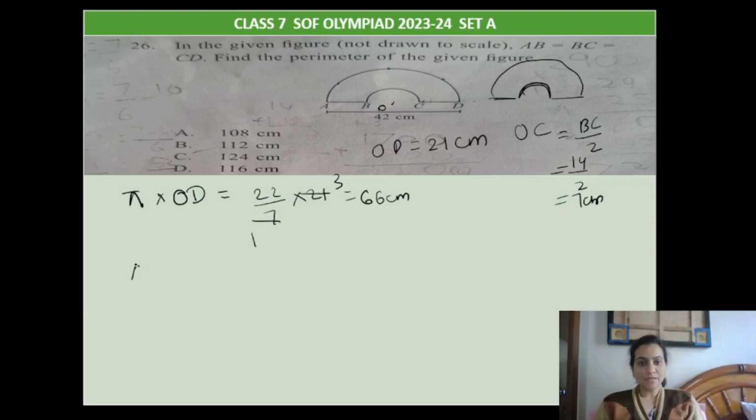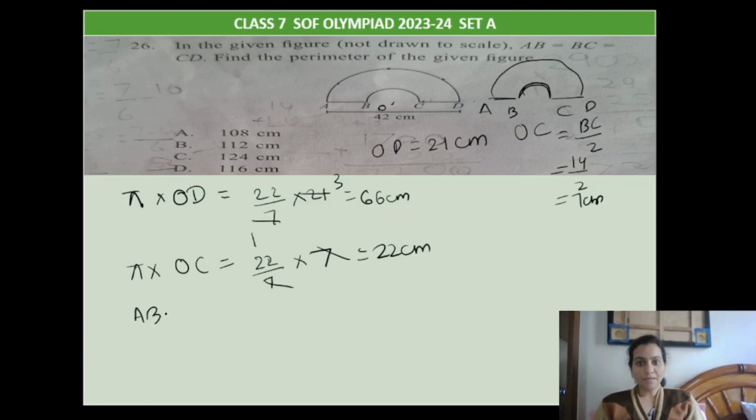Bigger circle. Now similarly for the smaller circle, I'll find pi into OC. Just like we discussed, with 2 pi r we'd find the entire circumference, but we are trying to find the circumference of the semicircle, that is half the circumference. So it will be again 22 by 7 into 7, which is OC. So 7 and 7 get cancelled out, 22 centimeter. Now we need to also add this AB and CD to it. So AB and CD each are 14, 14.